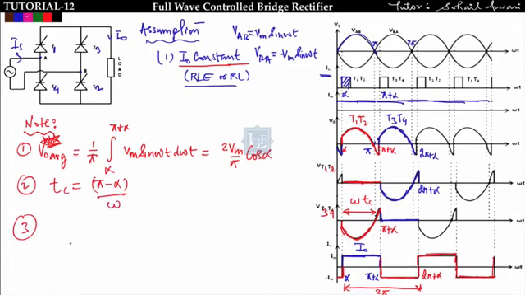Now see the third point. The third point is we have to find the thyristor current. Each thyristor is conducting from α to π + α, T1 T2 is conducting, and from π + α to 2π + α, T3 T4 is conducting.